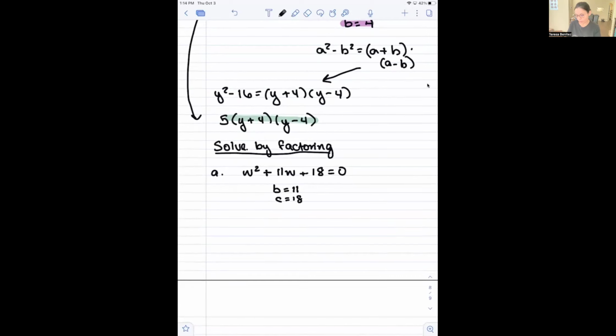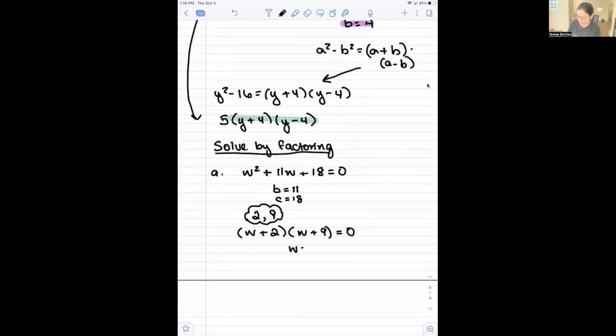So I'm looking for two numbers that add up to 11 and multiply to 18. And those two numbers will be 2 and 9. If I attempt 3 and 6, they multiply to 18, but they don't add up to 11. So two numbers that make that true are 2 and 9. Therefore, this factors as w plus 2 times w plus 9 equal to 0.